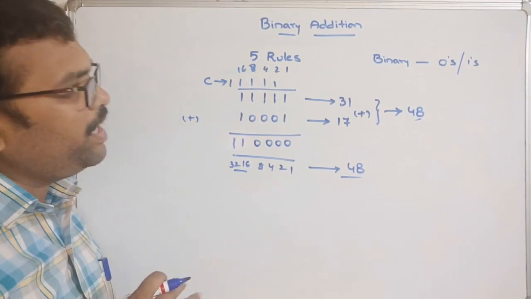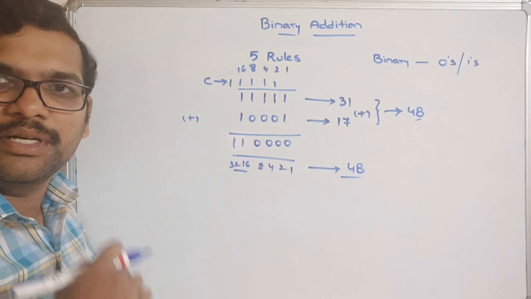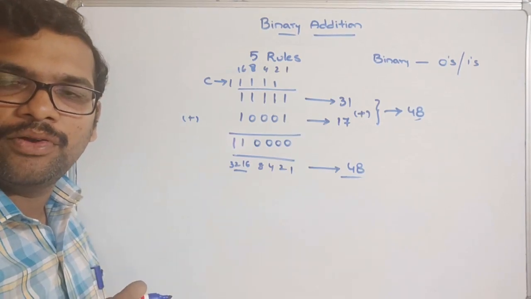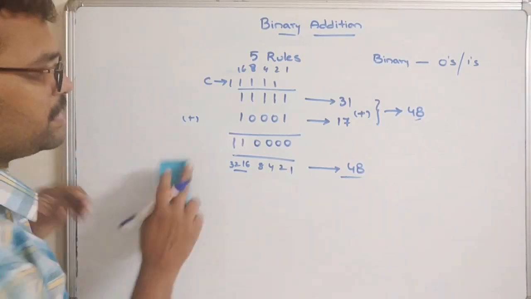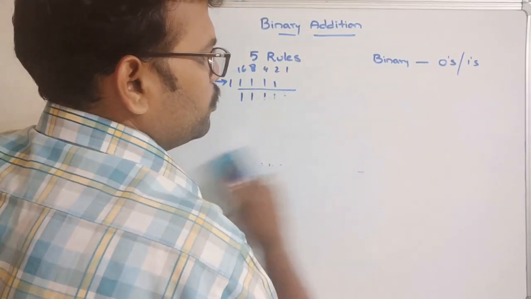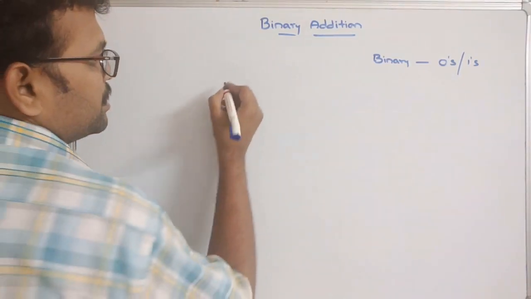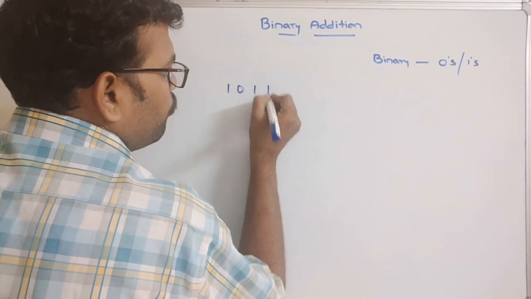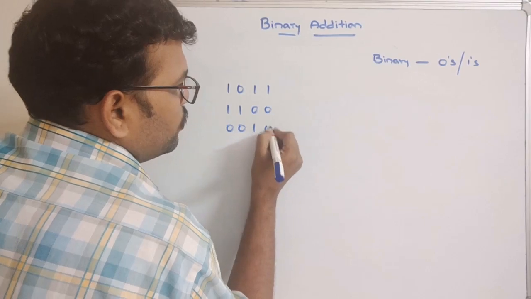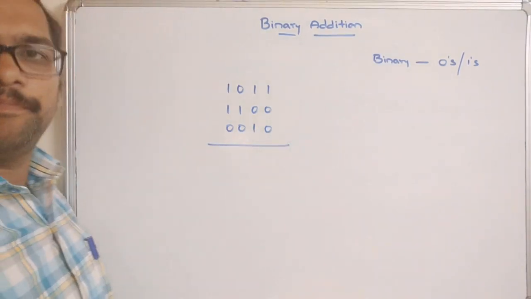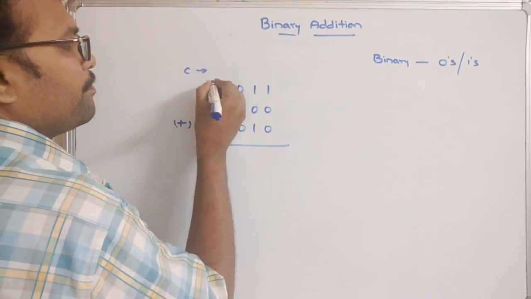So in the same way we can perform the addition for 3 binary numbers. Follow the same procedure. Let us consider one more example and we'll close, for adding 3 binary numbers. So we'll take 1, 0, 1, 1, 1, 1, 0, 0, 0, 0, 1, 0. So the addition of 3 numbers, and this will be the carry.